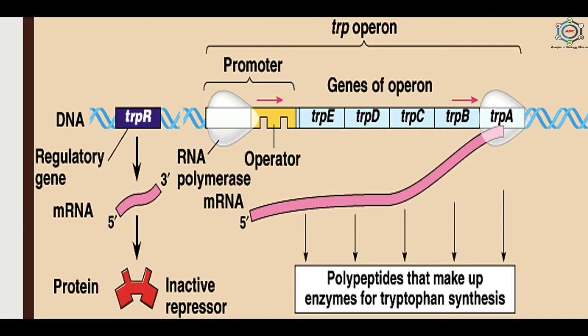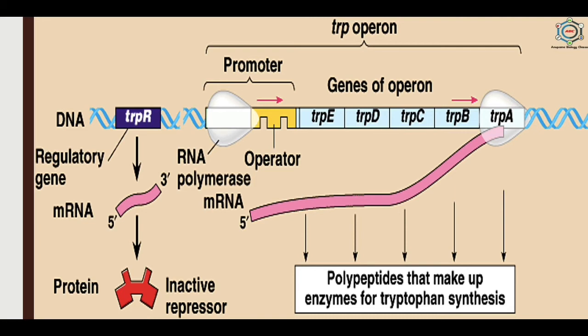The regulator gene codes for a protein named aporepressor. The latter combines with the co-repressor, and the aporepressor-co-repressor complex acts as a repressor and joins the operator gene, which is turned off. The structural genes now stop transcription and enzyme synthesis ends.